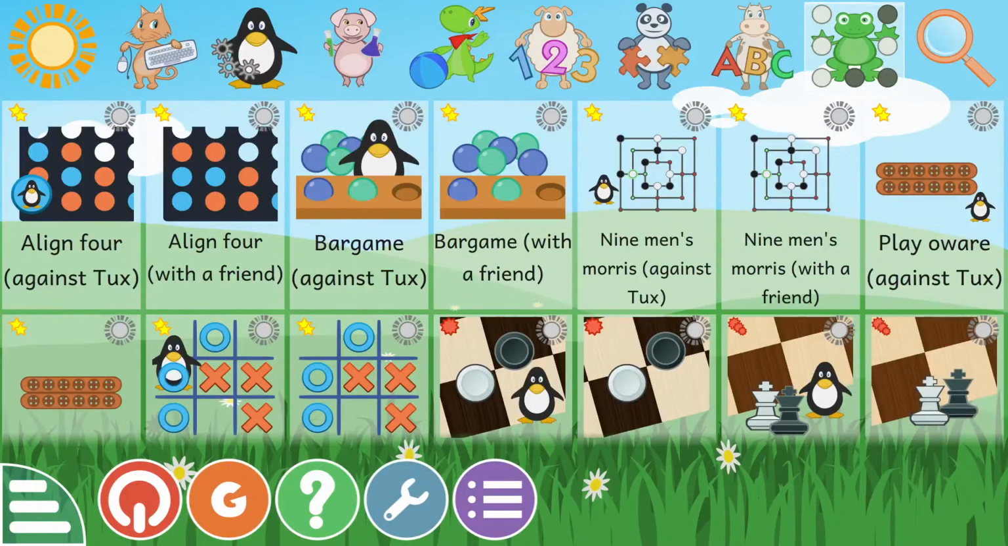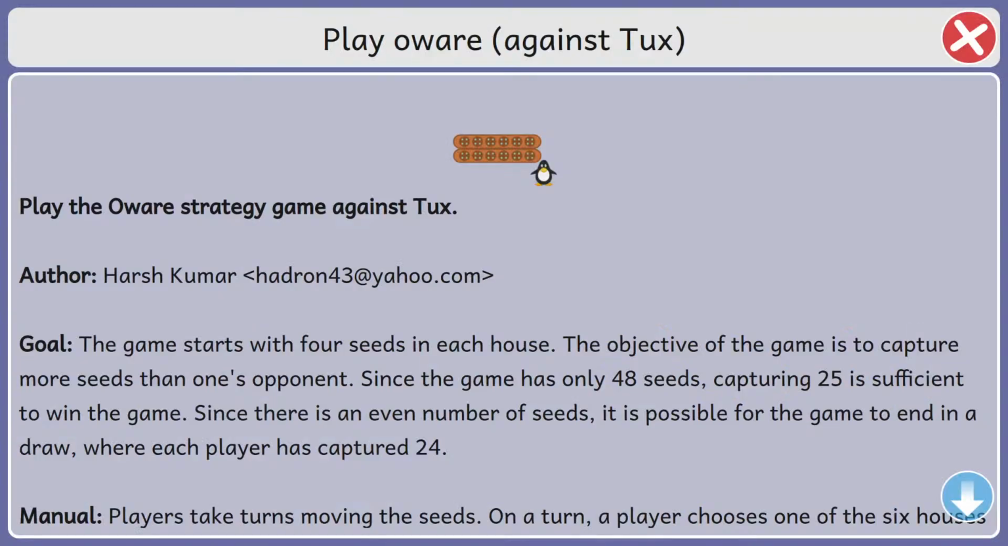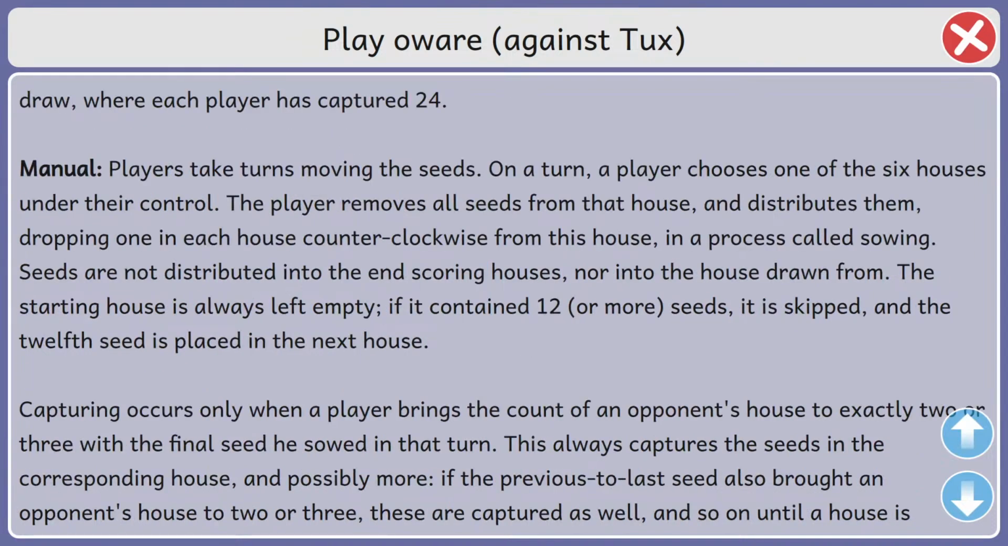Okay, I'll try and understand Awari, which is a game I've tried learning before, but never really came across it. So the game starts with 4 seeds in each house. The objective of the game is to capture more seeds than one's opponent. Since the game has only 48 seeds, capturing 25 is sufficient. And since there's an even number of seeds, it's possible for the game to end in a draw where each player has captured 24.